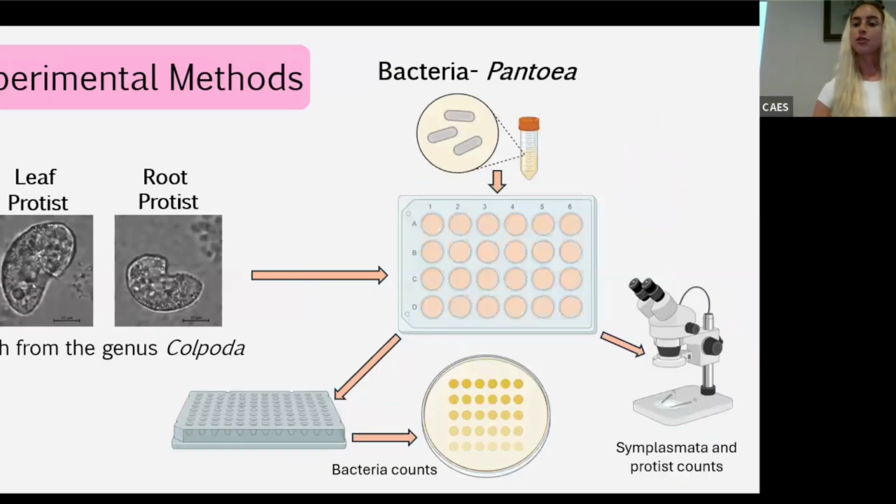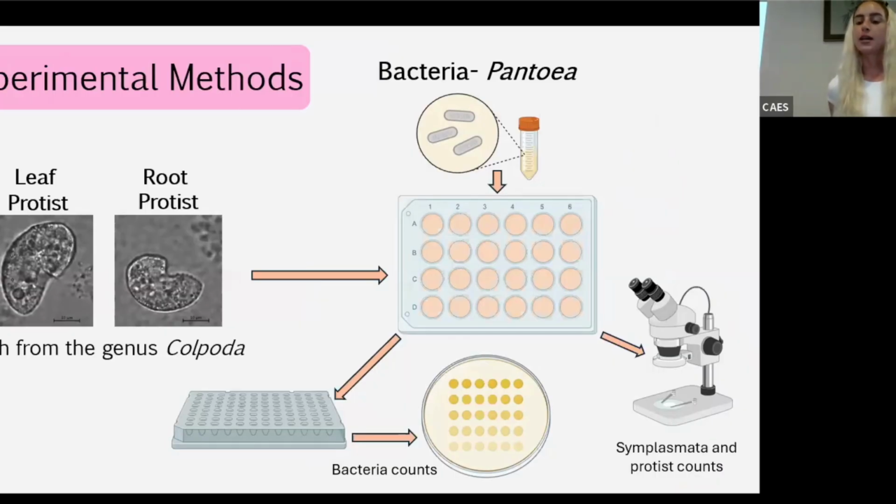Last year, an undergrad showed that root protist induced symplasmata production, and this summer I have set up 5 experiments to see if leaf protist can do the same. For each experiment, I used 2 different protists from the same genus, Colpoda, one found in the roots and another found on leaves. I also used the symplasmata-forming bacteria, Pantoea.